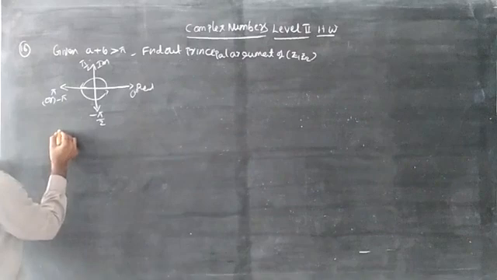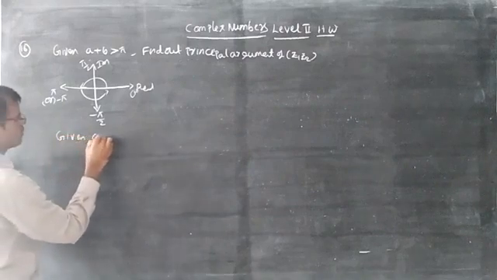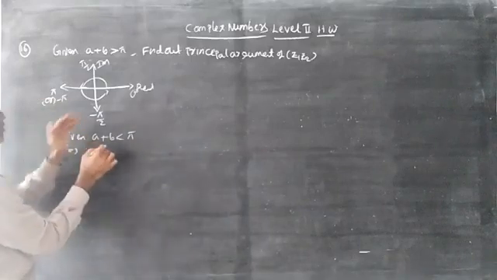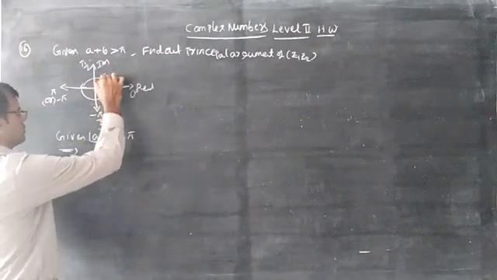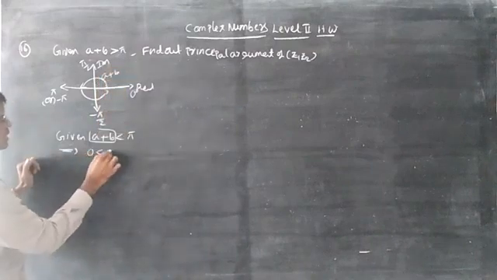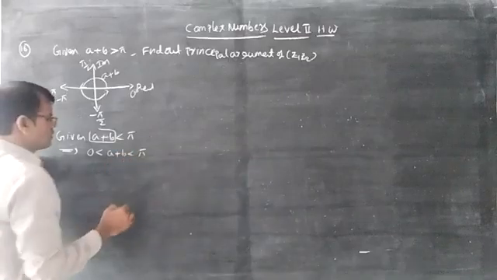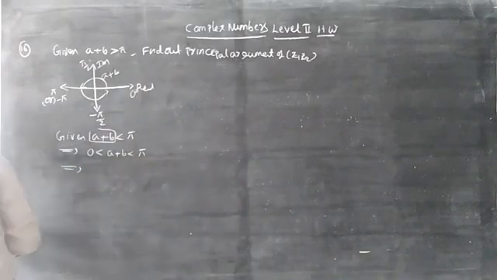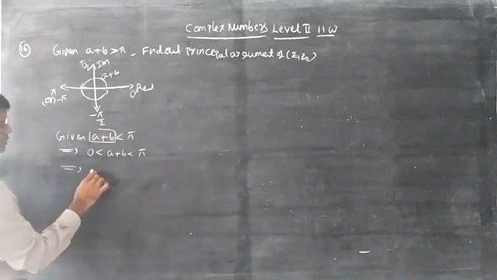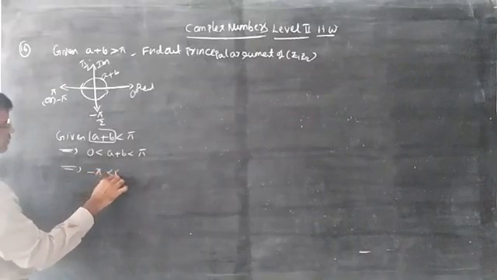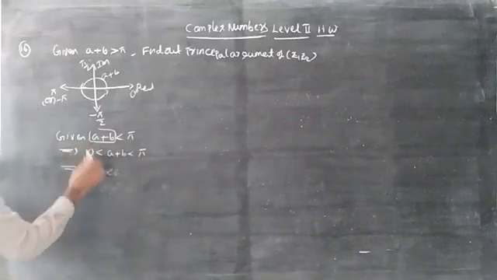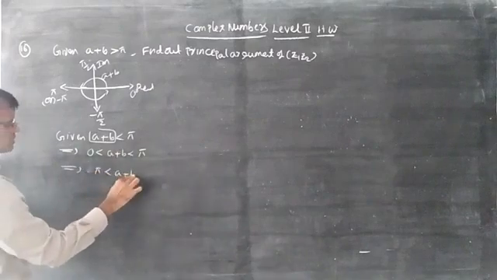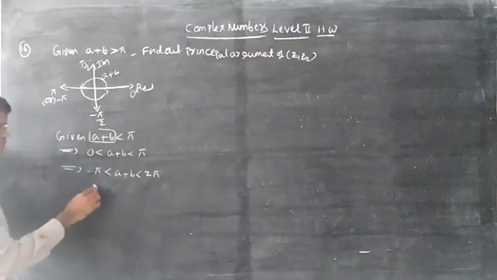Now, given A plus B less than pi, that implies the argument lies between the first quadrant and second quadrant. Now you can understand 0 less than A plus B less than pi. If you multiply by minus pi and add both sides, pi less than A plus B less than 2 pi. Write this: pi less than A plus B less than 2 pi.